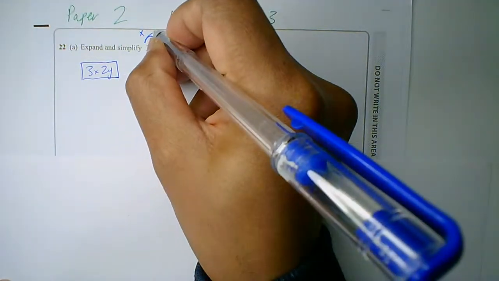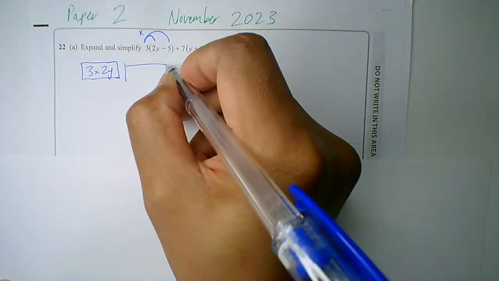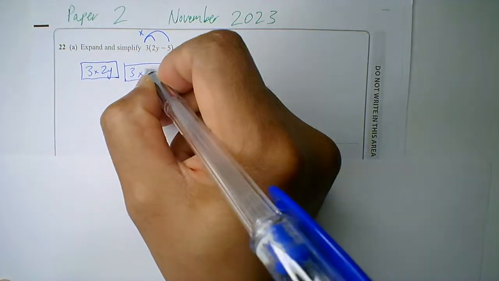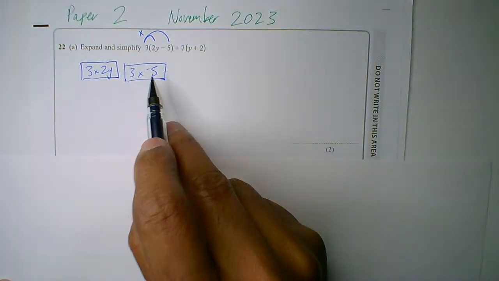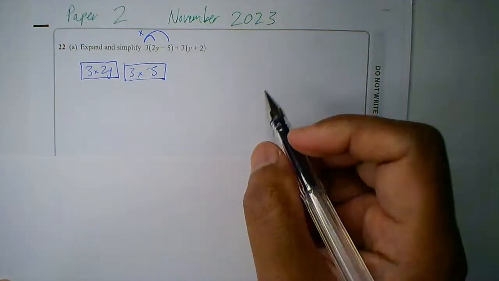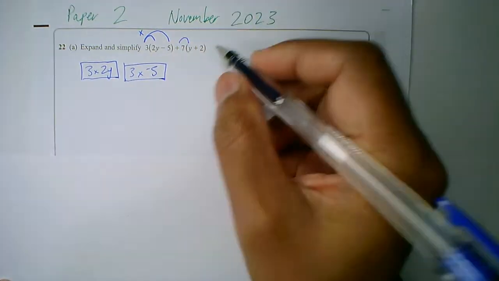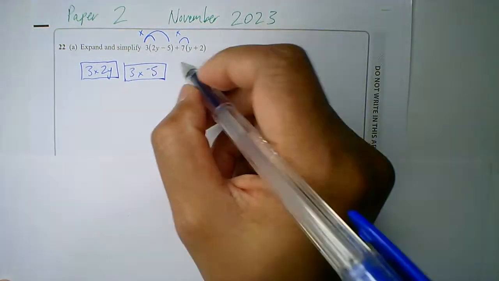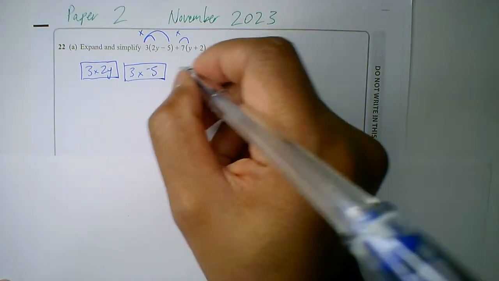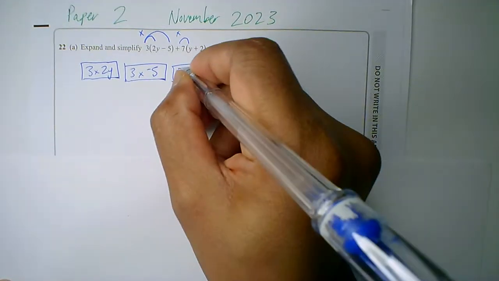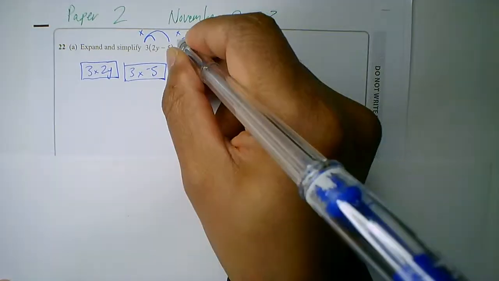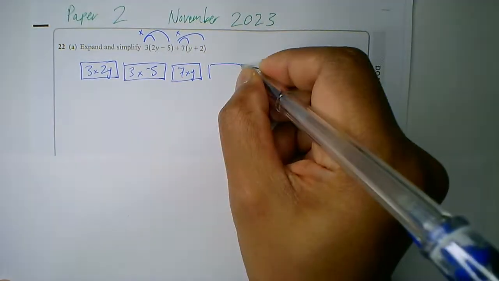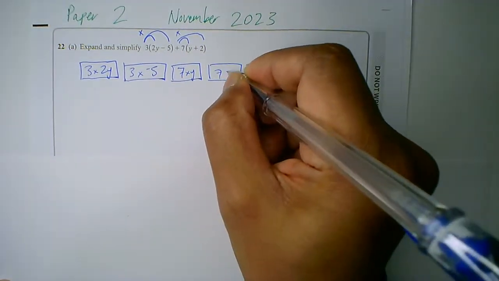And I'm going to be multiplying 3 by minus 5. 3 times minus 5. Notice I'm including the signs now because I don't want to be making a mistake. I can easily make a mistake and forget. So this bracket has got 7 in front of it. So I've got 7 times y. And then the next one is going to be 7 times 2.